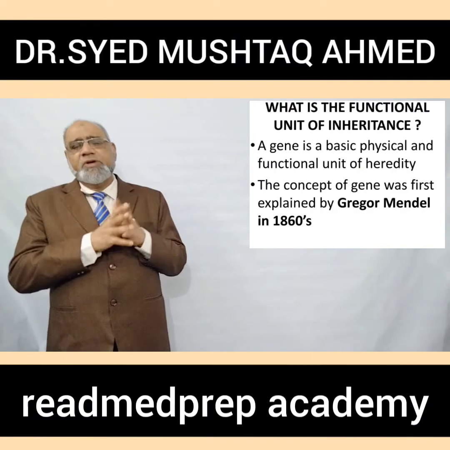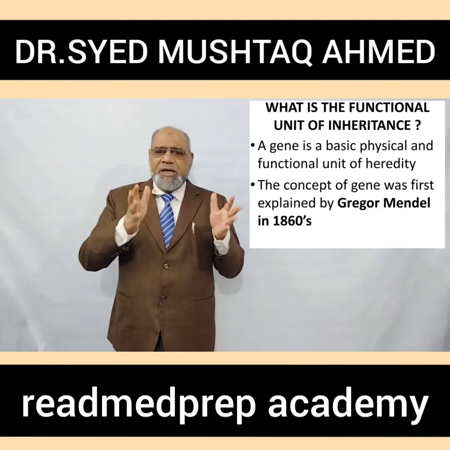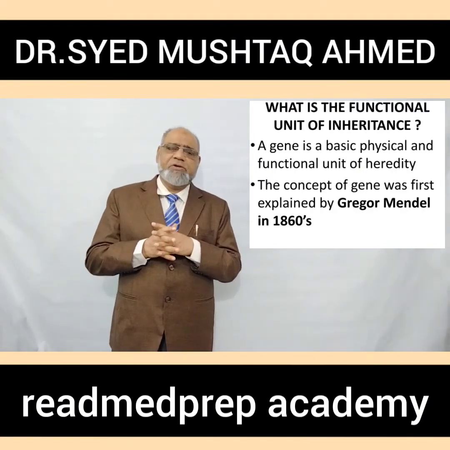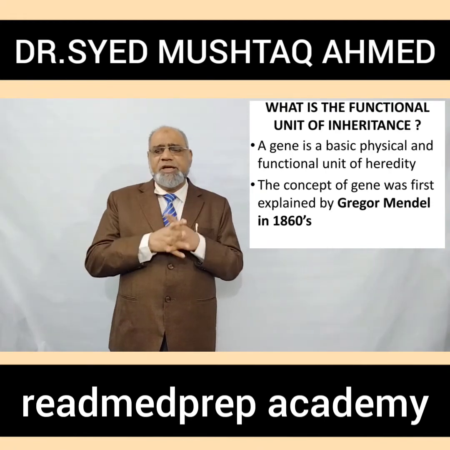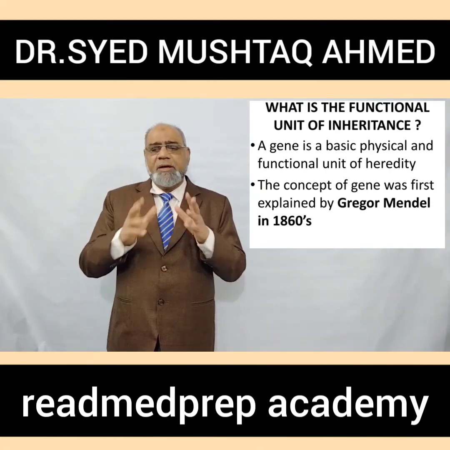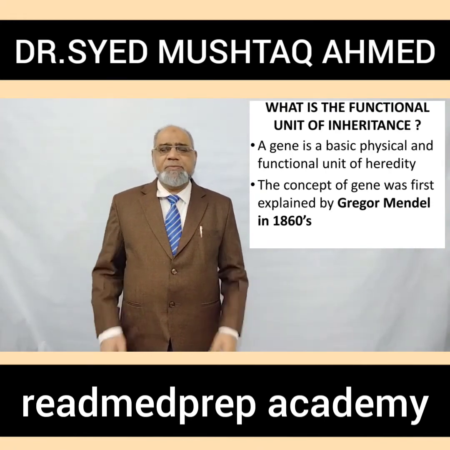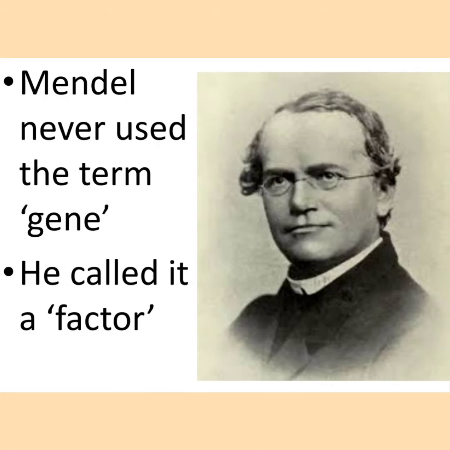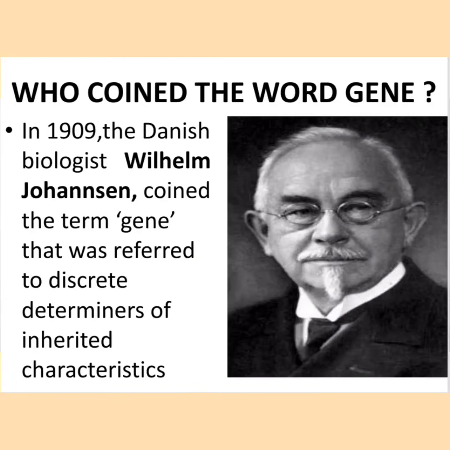What is the functional unit of inheritance? A gene is a basic physical and functional unit of heredity. The concept of the gene was first explained by Gregor Mendel in 1860. Mendel never used the term gene. He called it a factor. In 1909, the Danish biologist Wilhelm Johannsen coined the term gene, which referred to discrete determinants of the inherited characteristics.